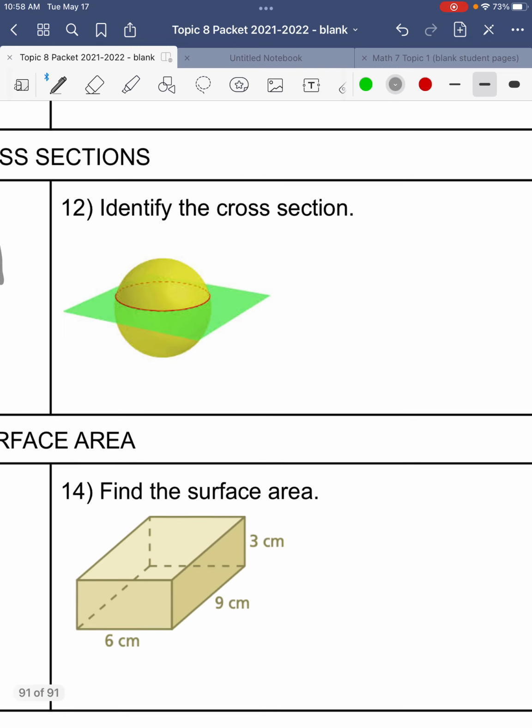Okay, number 12. Here I have a sphere, a round sphere, and we are slicing it parallel to the base, but no matter how I slice a sphere, whether it's parallel to the base or perpendicular to the base, if I open that, all I'm going to see is a circle.